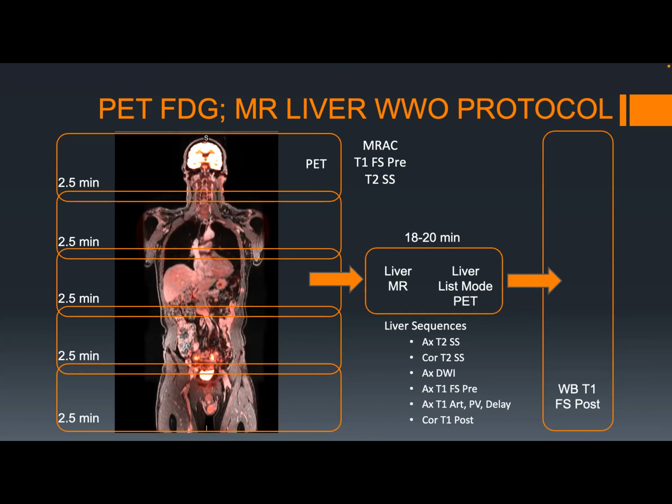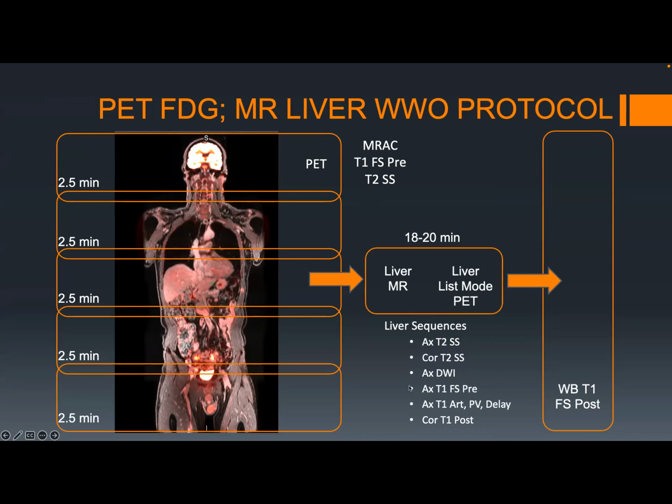So our liver, for example, is this protocol. It's the same for FDG, for any tracer that we would use with the liver. We do a whole body first, and for FDG, it's 2.5 minutes per bed. As we're acquiring each bed, we do a T1, we do the MRAC, which is like a 15 or 20-second sequence. We do a T1 FATSAT pre, which is also a fast gradient LAVA type sequence. And then we also do a T2 single shot. These all acquire in less than 2.5 minutes. So actually the PET is the limiting factor here.